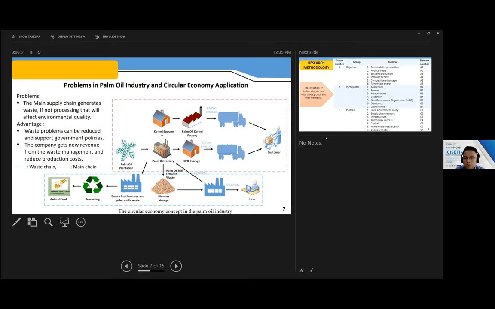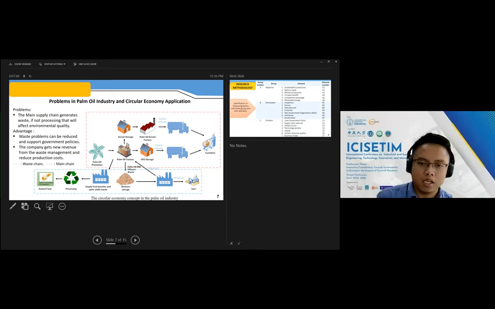I think this is the problem in the palm oil industry and circular economy. In this picture, we know the red rectangle is the main chain. And below it, the blue chain is the waste chain, the chain of the waste. We get the waste from the palm oil factory: POME, empty fruit bunch, and palm shell waste. The POME can be processed as biomass, and this biomass can be processed into electricity. And electricity is very useful for the palm oil industry, to use for production activity or to sell to other companies.